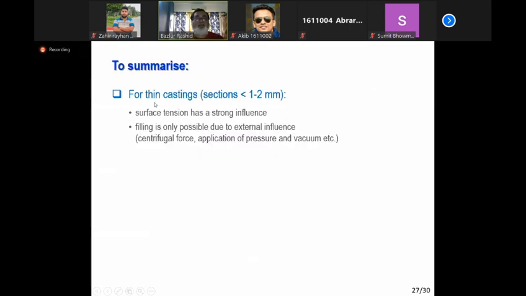To summarize, for thin castings, sections smaller than 1 to 2 millimeter, surface tension is an important parameter. It has a strong influence in filling the mold cavity. Filling will only be possible if we use an external force. The external force can be vacuum, atmospheric pressure, or centrifugal force. Later we will see a casting process commonly called centrifugal casting, where velocity is used to centrifuge the liquid metal into the mold cavity. Because of this high velocity and high centrifugal force, liquid metal can enter the mold cavity. So this type of external force is needed to fill molds having such small sections.